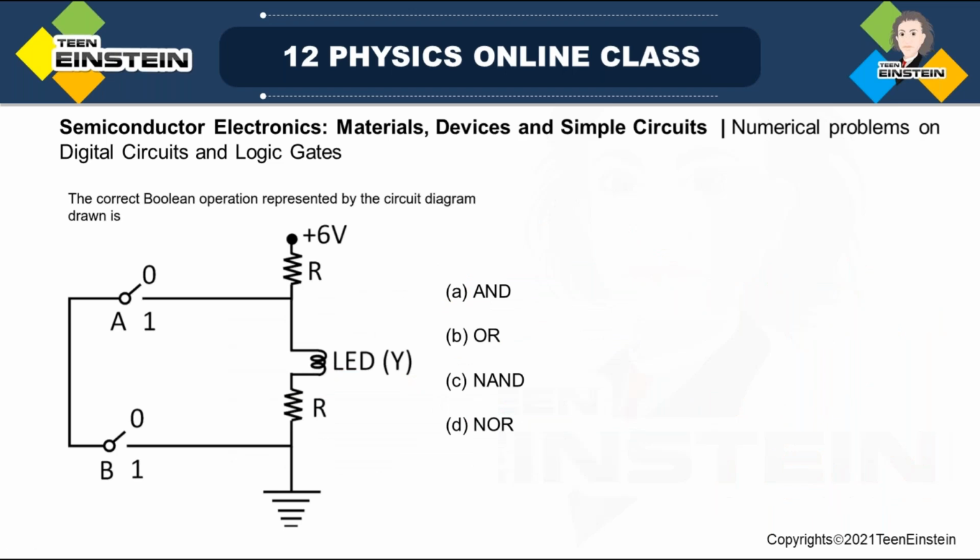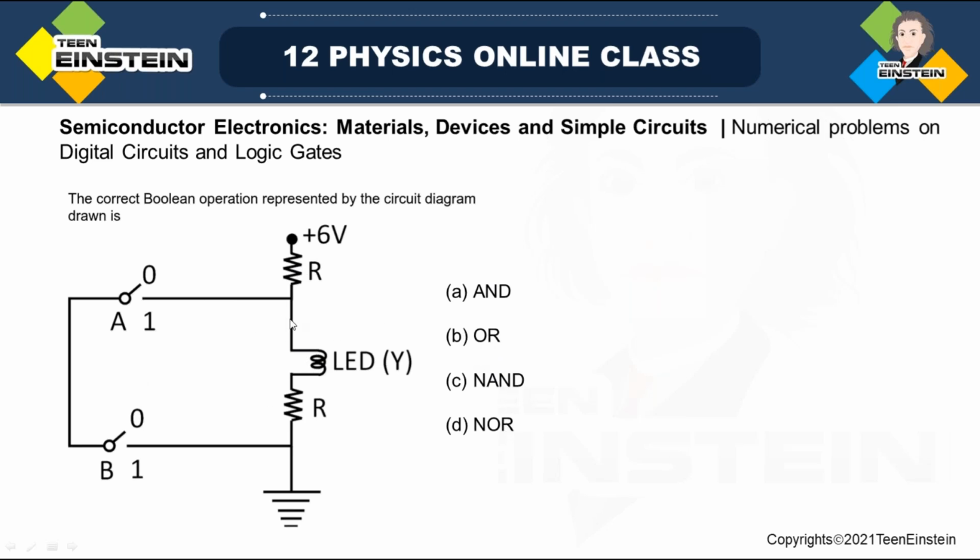Next question, we will take this one. The correct Boolean operation represented by the circuit diagram. So this is the inner circuit diagram of AND, OR, NAND or NOR. Inner means, see, we are just feeding 0 or 1, or high state or low state, but there is a circuit to perform the operation of AND or NAND or NOR.